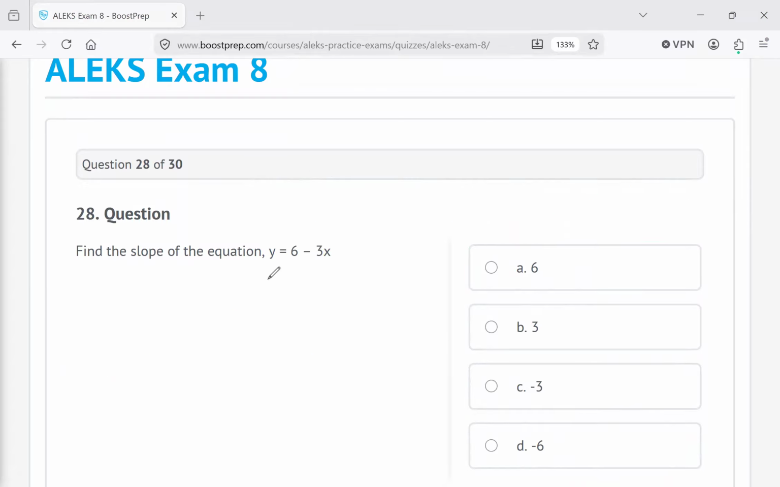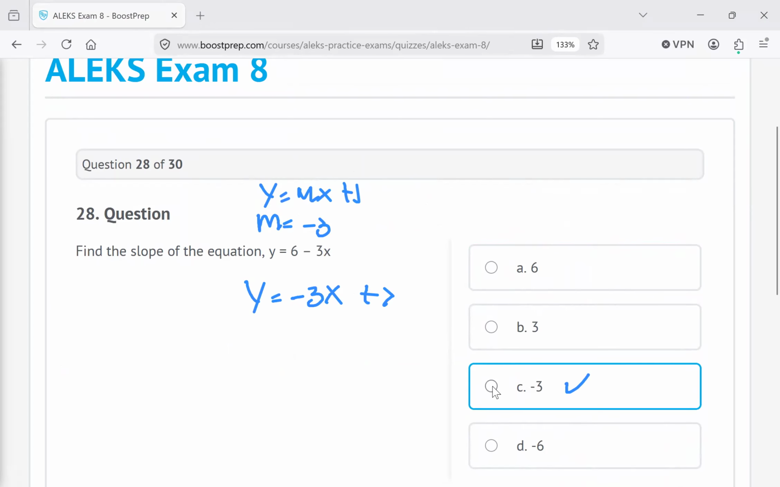28 says find the slope. So this is a linear line. It's in the form of y equals mx plus b. All you got to do is basically find the number in front of x. So be careful. They put the b first. You can rearrange this as well. The slope is negative 3. That's it.